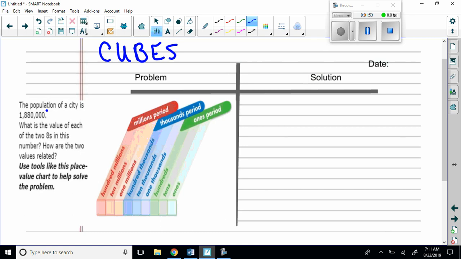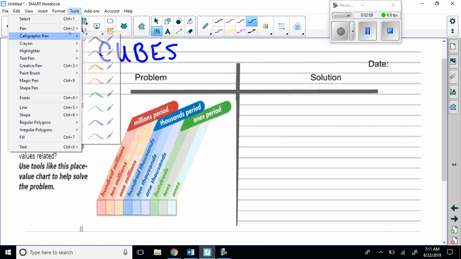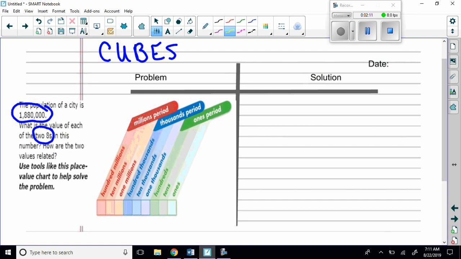So I'm going to circle the numbers, and then I'm going to underline the actual questions, and we have two of them. Our first question is, what is the value of each of the two eights in this number? And our second question is, how are the two values related? So we have a two-part question that we need to answer.